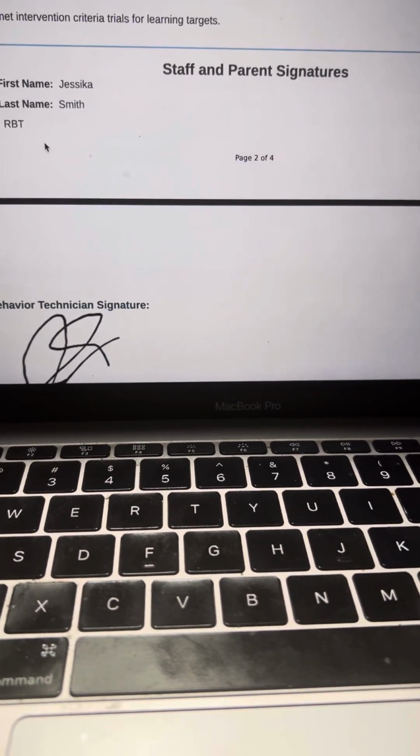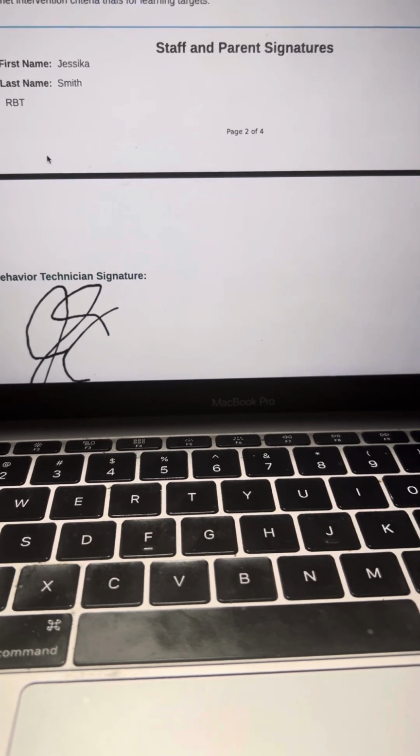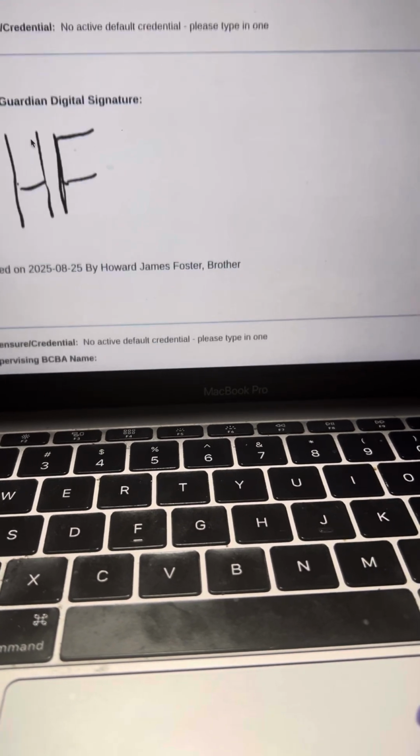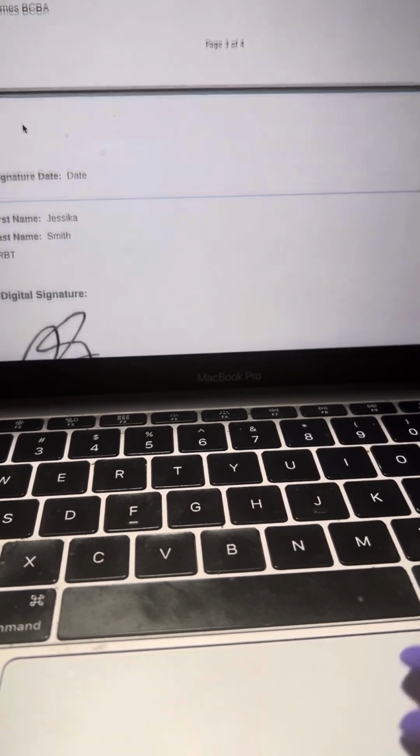And I get my parent and the staff, which is me, to sign off on the session. And my BCBA also signs off.